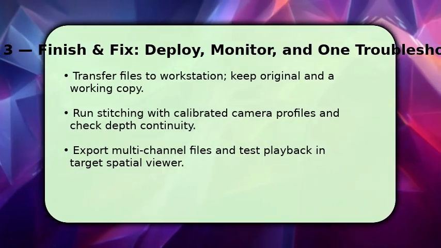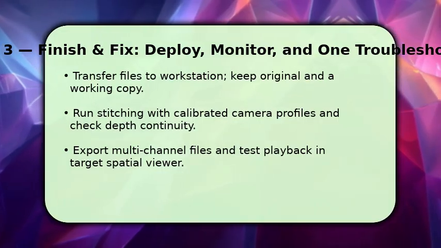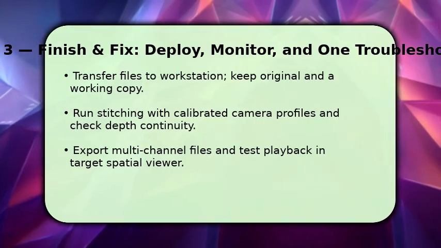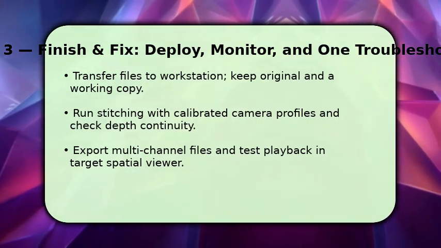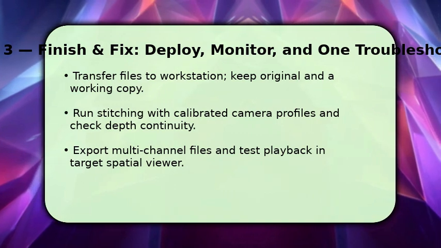After stitching, export the multi-channel spatial file and test it in the target viewer or device to validate parallax and playback performance. If depth breaks or artifacts appear, reopen the affected clip, check alignment markers, and restitch only that section. This often fixes the issue quickly.